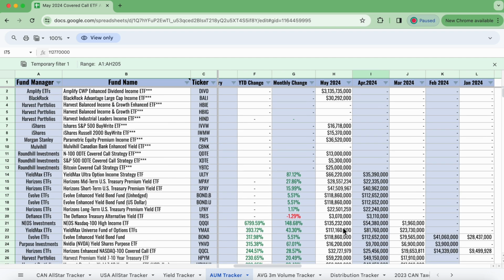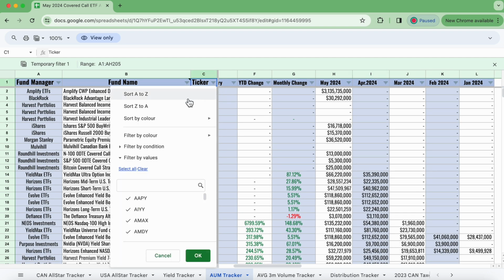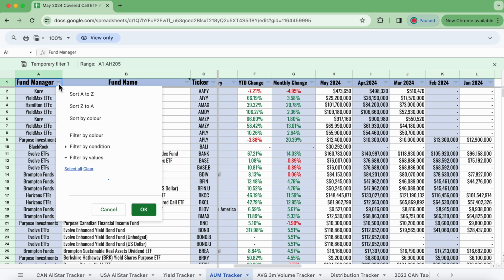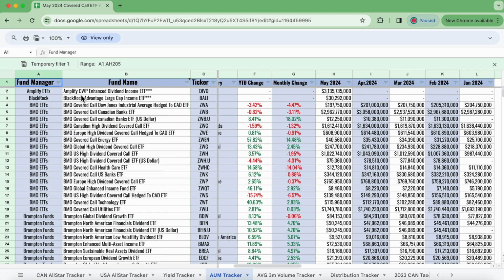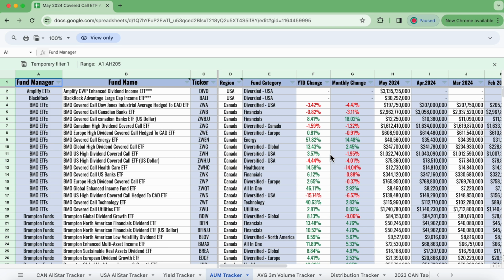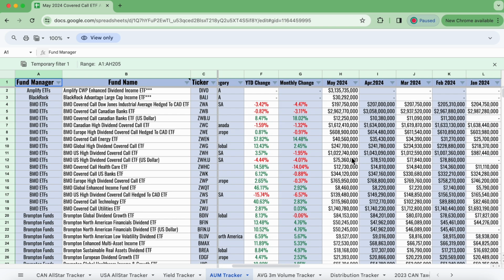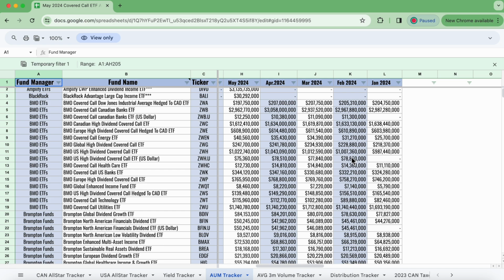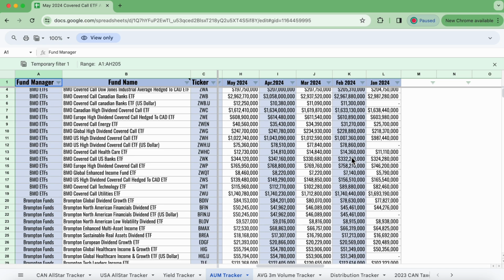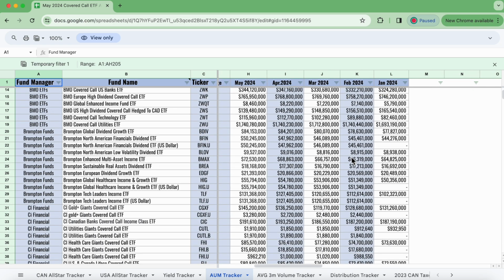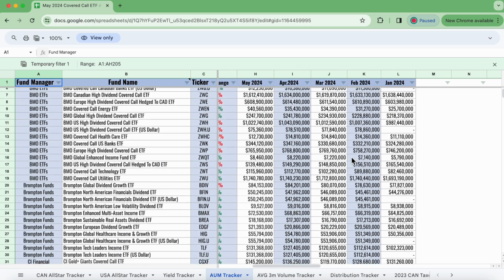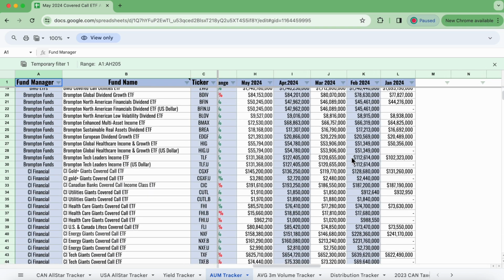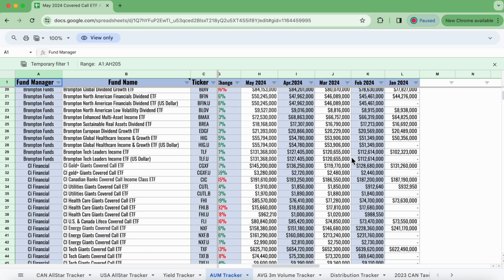Okay, so let's go back, and we'll filter this by fund managers and have a look at some of the increases. I'm going to go to what I consider the more interesting funds. I'm going to skip over BMO because most of their funds are under that 10% range.